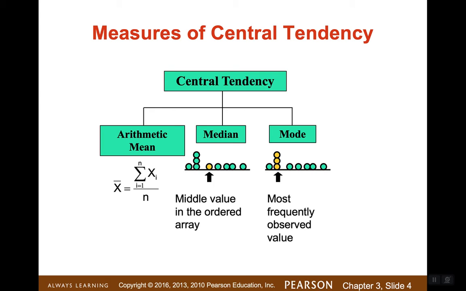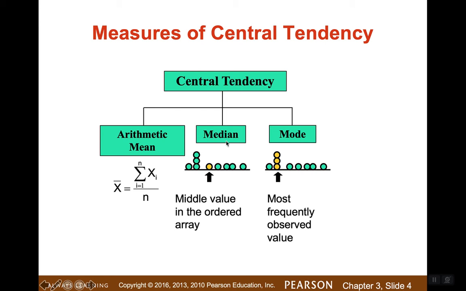All right, so there are really three measures of central tendency. They're pretty well known, but we'll walk through them. One is the arithmetic mean. The second is the median, and the third is the mode. The mean is the average: we sum all the values up and divide by the number of values. We call this the average, but technically it's the arithmetic mean.